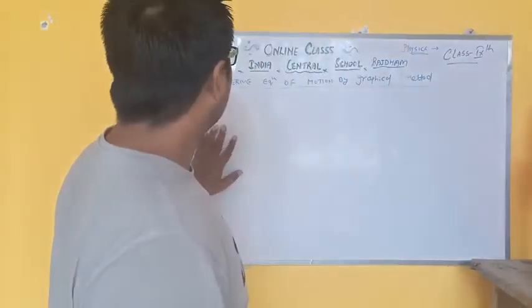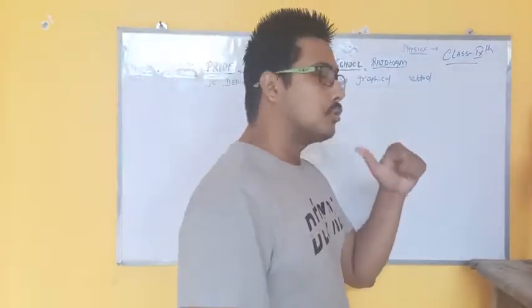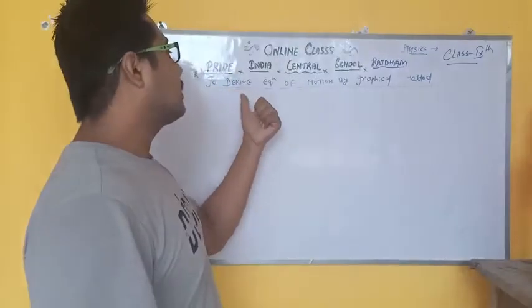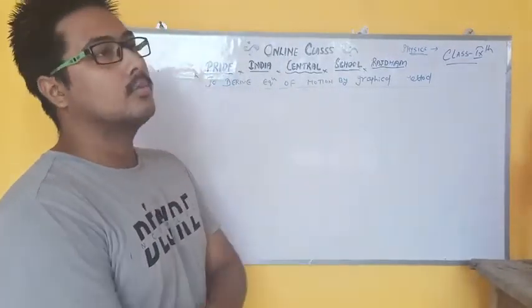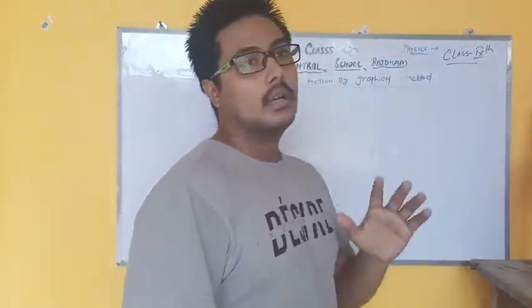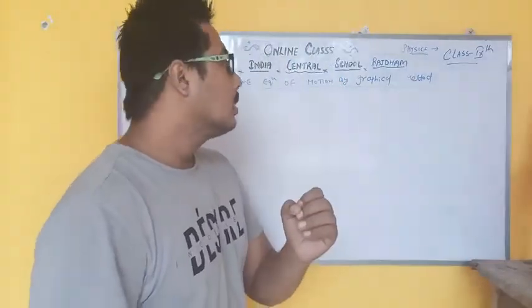So basically today we will learn how to derive the equations of motion by graphical methods. Today we will discuss two topics. One is to derive the equations of motion by the graphical method, and the second is uniform circular motion. By the end of this topic, this will cover the whole of your chapter, and the first chapter of motion will be completed.